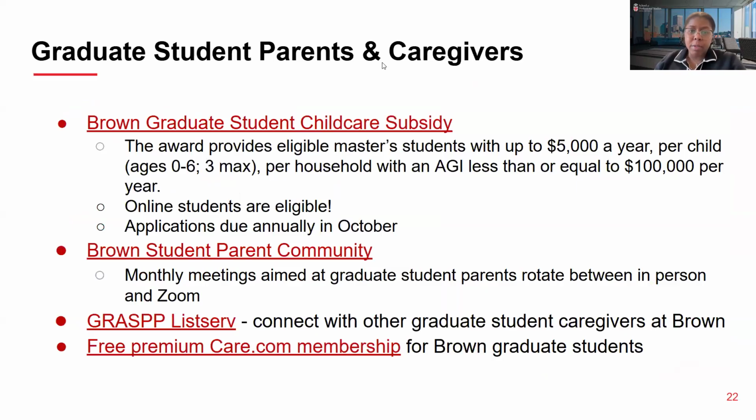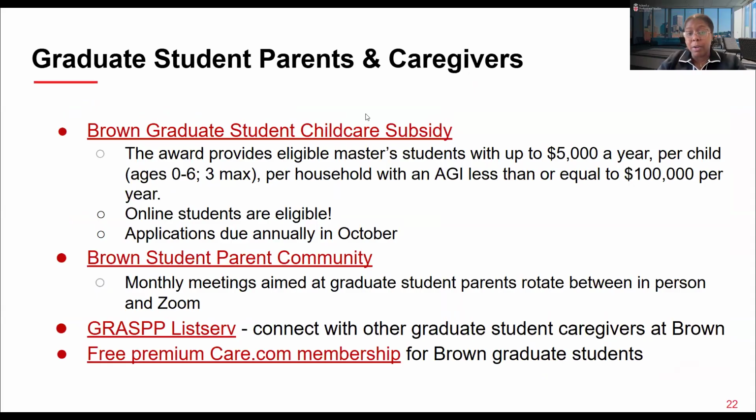Additionally, there are some opportunities for you if you are specifically a parent or caregiver. Depending on your circumstance, you may be eligible to apply for the Graduate Student Childcare Subsidy, which gives students up to $5,000 a year to help you with childcare. And as a student, whether you're physically here or not, you are 100% entitled to apply.